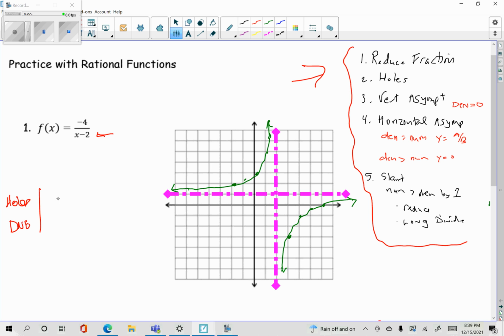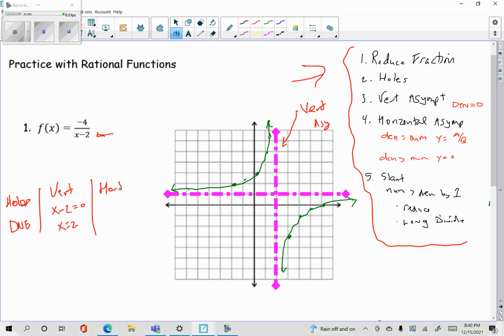Then let's go vertical. Vertical, you set your denominator equal to 0 and solve. So there's 1 at 2, and here it is right here. I have the graphs all done for these just so I don't have to waste any time. There's our vertical asymptote. All right, I know it's a funny word, but okay.